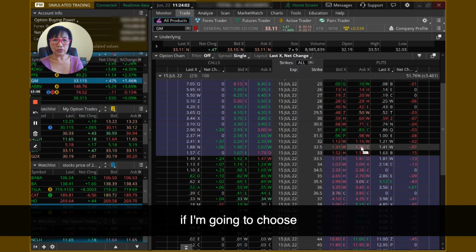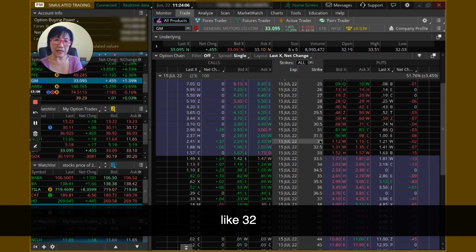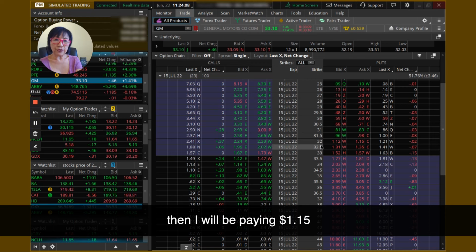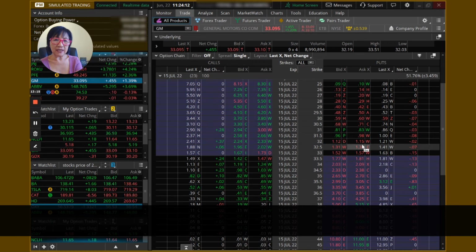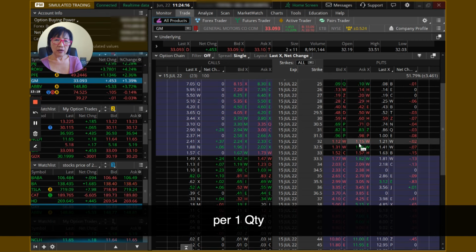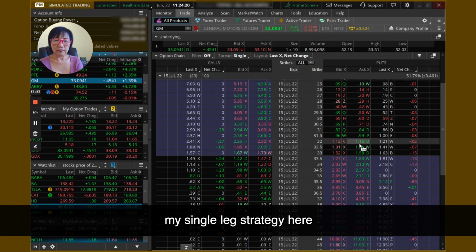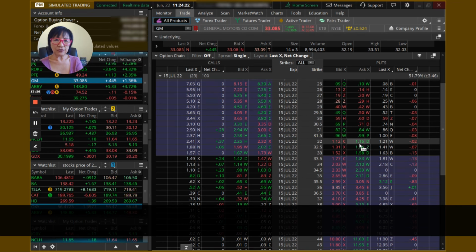What these numbers are is the premiums that we are paying to get into a trade. In other words, if I'm going to choose a strike price of 32, then I will be paying $1.15 per contract, per one quantity, for me to set up my single leg strategy here. So that's what it means.